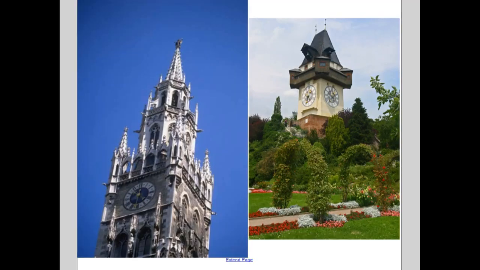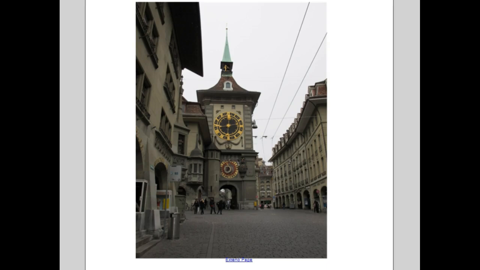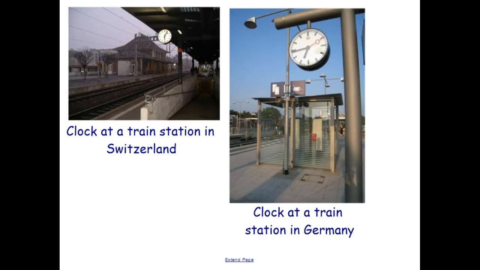Here are two examples of analog clocks that you might see in German-speaking countries. And another example of an analog clock. These two analog clocks are seen at train stations, one in Switzerland and one in Germany. You will notice a distinct difference between the previous analog clocks that had numbers on them and these two analog clocks that do not even have numbers on them.